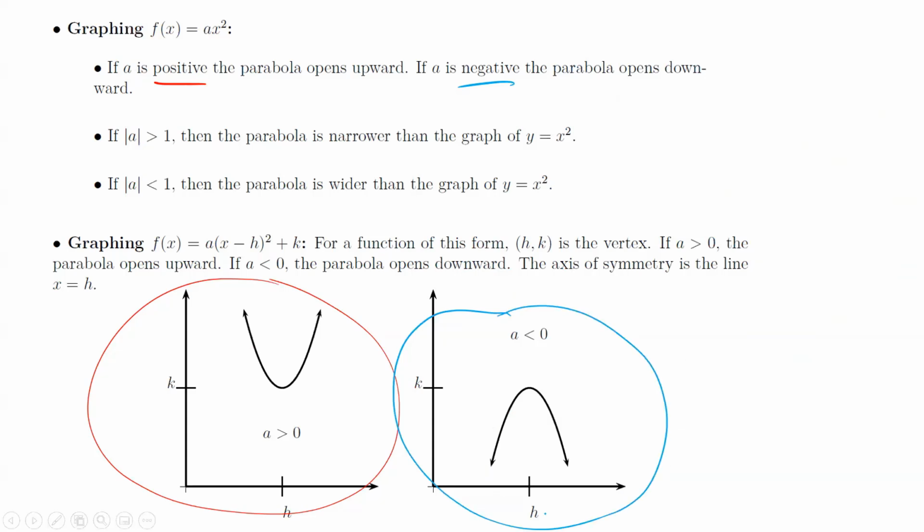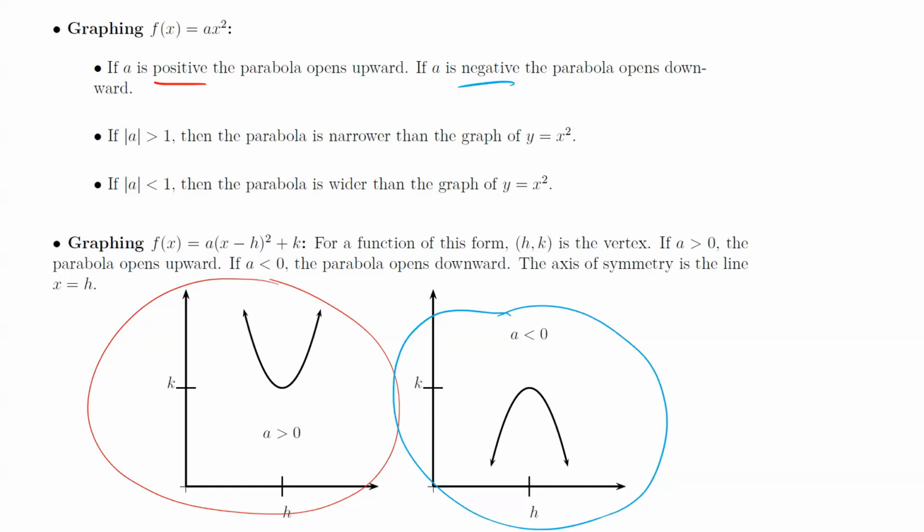All right. And then if the A that you're multiplying the square term by is greater than 1, then it makes the parabola narrower, or vertically stretches it. And if it happens to be less than 1, then it makes the parabola wider than the graph of y equals x squared.